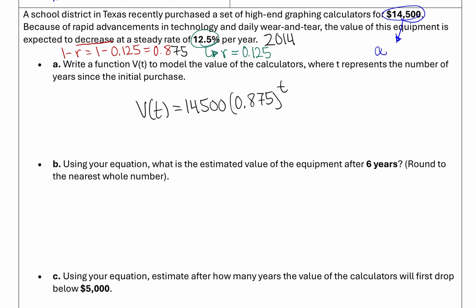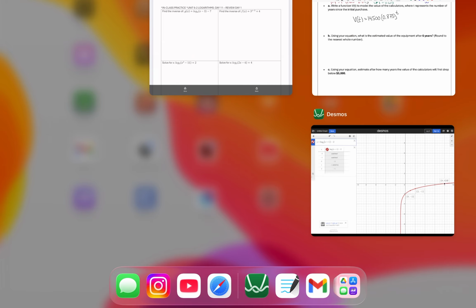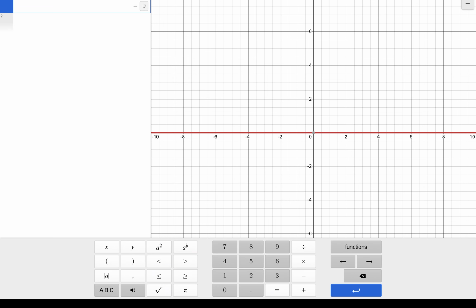Okay, so now we do what? We type this function in for the part B. It says using your equation, what is the estimated value of the equipment after 6 years, round to the nearest whole number. Okay, all right, so let's go ahead and take that information. On Desmos, we have 14,500, parentheses, 0.875, close parentheses to the power of 6.